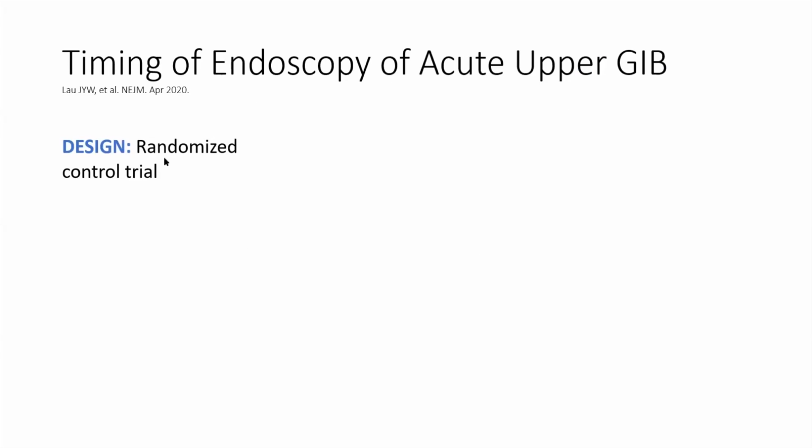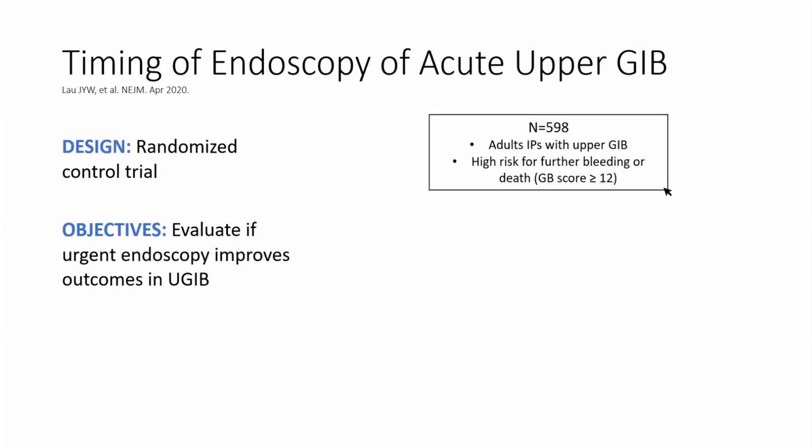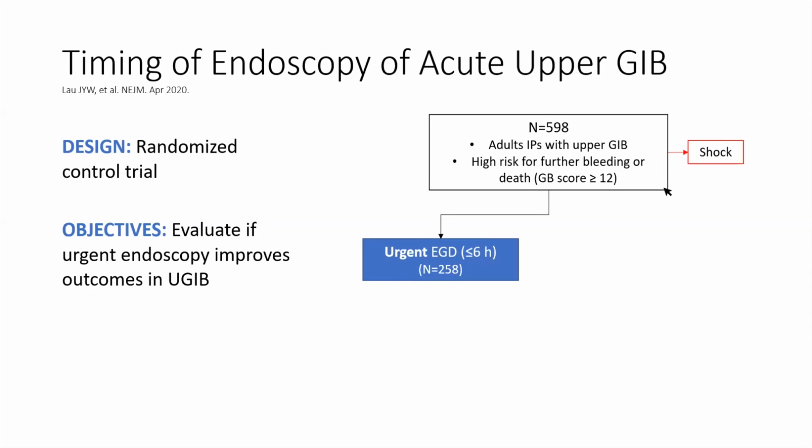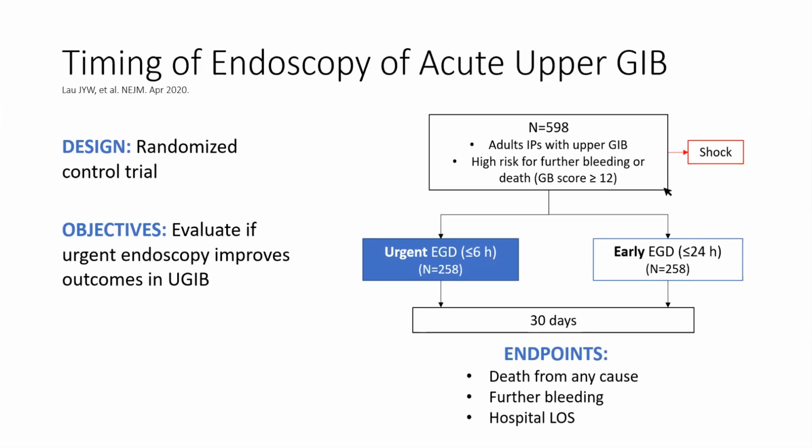This randomized control trial in the New England Journal of Medicine sought to evaluate if urgent endoscopy improves outcomes in upper GI bleed. They enrolled 600 adults who were admitted with upper GI bleed who were at high risk of further bleeding or death. They excluded anybody who was in shock. They randomized them to urgent EGD within 6 hours or early EGD within 24 hours and followed these patients through 30 days. The primary endpoints were death from any cause, further bleeding, or hospital length of stay.